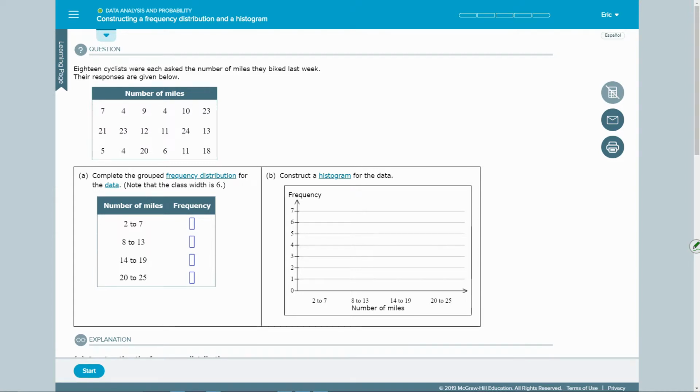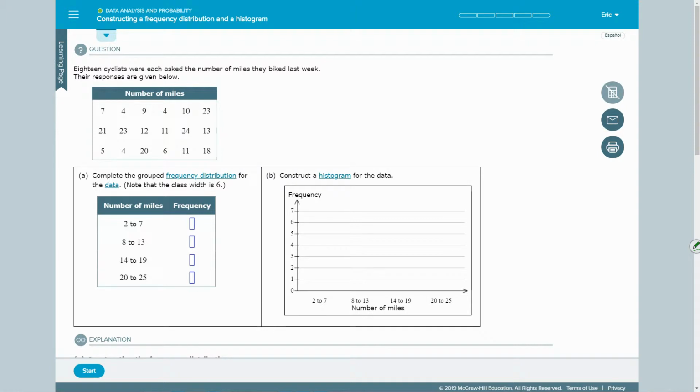18 cyclists were asked to give a number of miles they biked last week. The responses are given below. Complete the group frequency distribution and construct the histogram for the data. A frequency distribution is basically the same thing as mode in the sense that we're counting the number of numbers.